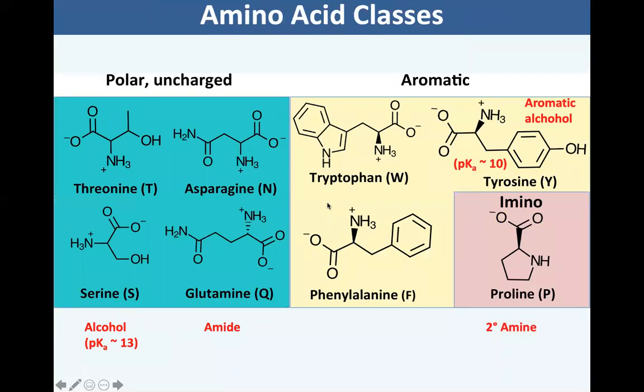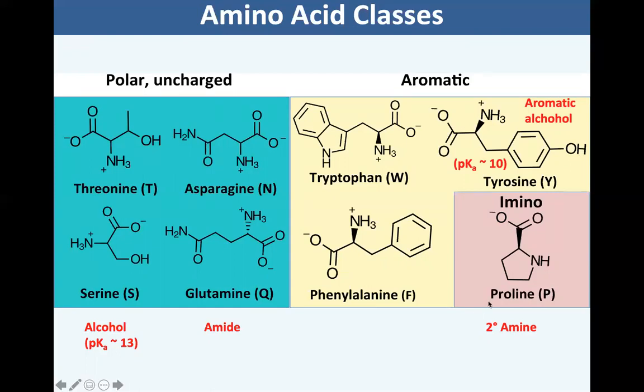And then we move over to the aromatic ones. This is tryptophan, tyrosine, and phenylalanine. Tyrosine is an aromatic alcohol. Its pKa is 10, and that raises the question, why is it lower than the aliphatic alcohol serine? The reason is that if you lose this proton, then you have a negatively charged oxygen, and those electrons can be resonance stabilized by the ring. And so it's happier through resonance, and that's why it's easier to remove the proton.